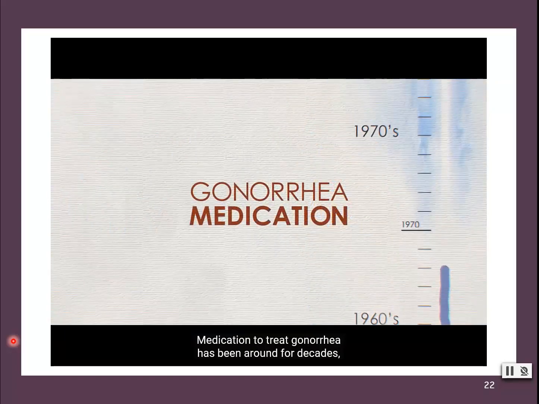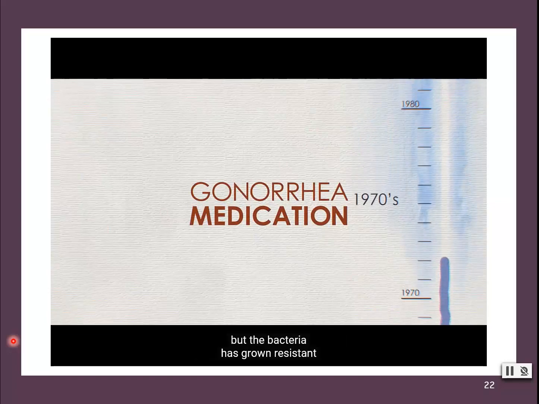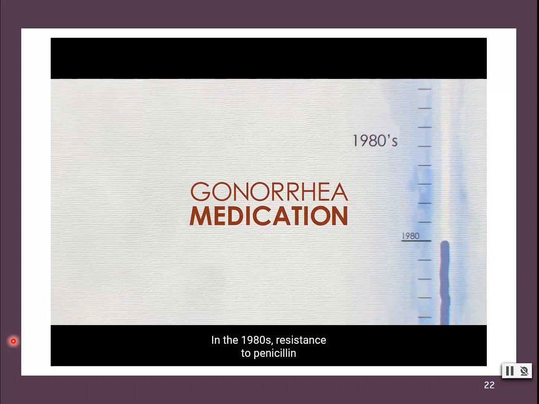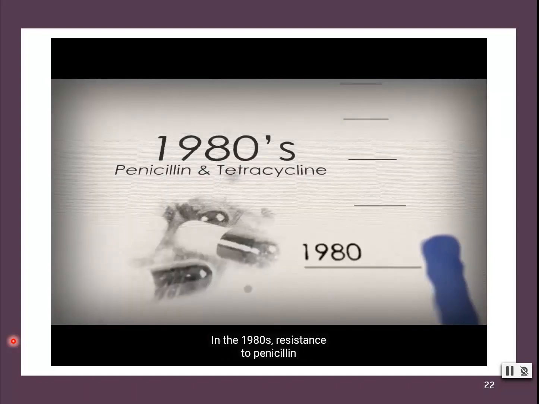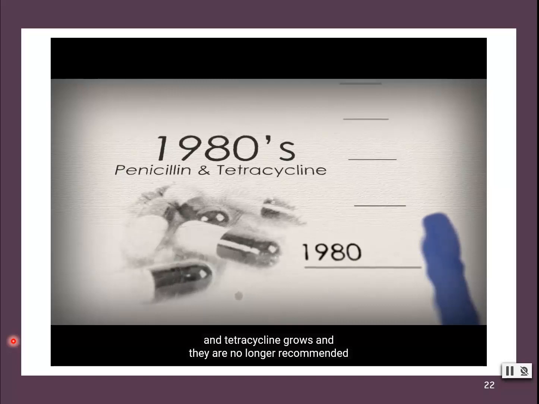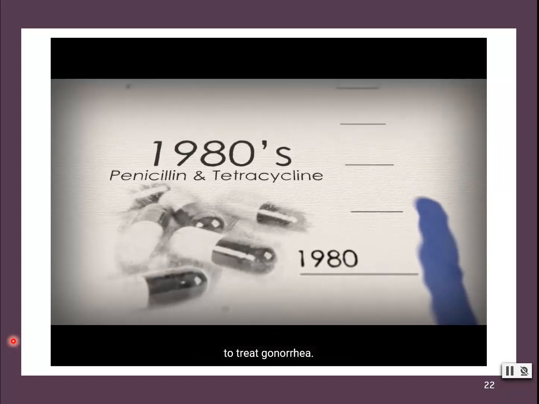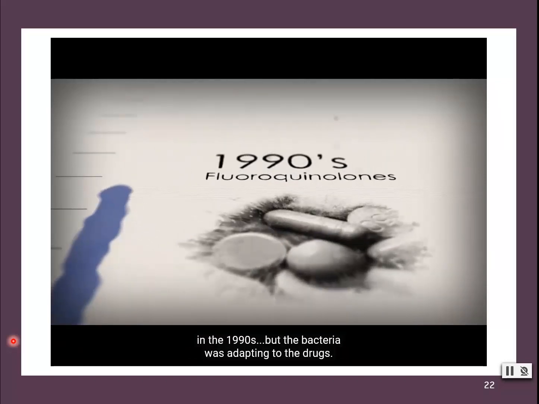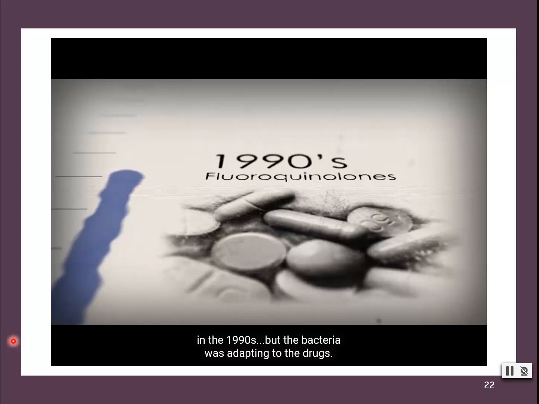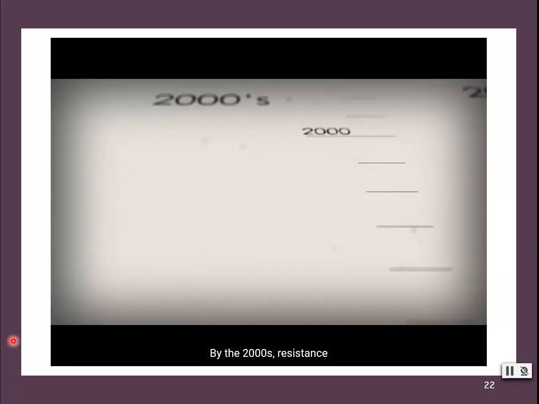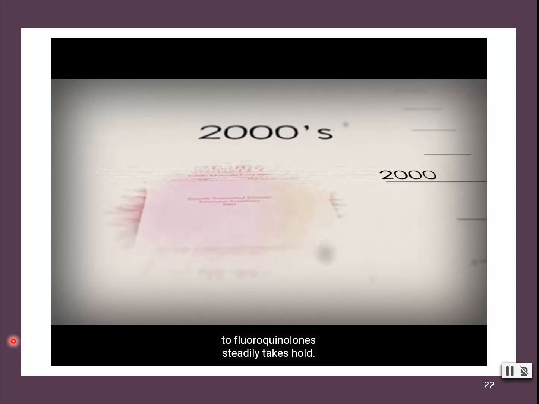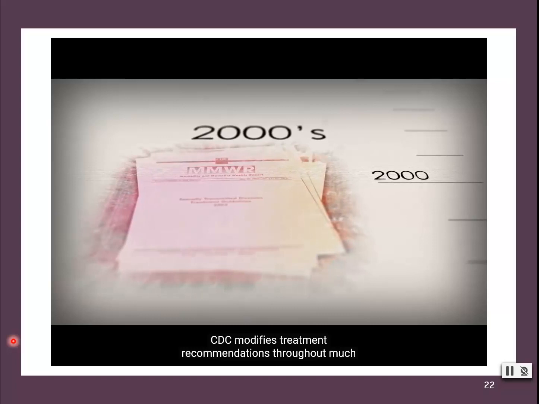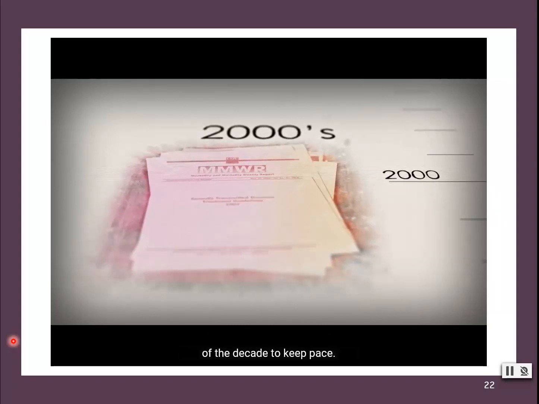Medication to treat gonorrhea has been around for decades, but the bacteria has grown resistant to nearly every drug ever used to treat it. In the 1980s, resistance to penicillin and tetracycline grows, and they are no longer recommended to treat gonorrhea. Fluoroquinolones are the leading drugs to treat gonorrhea in the 1990s, but the bacteria was adapting to the drugs. By the 2000s, resistance to fluoroquinolones steadily takes hold. CDC modifies treatment recommendations throughout much of the decade to keep pace.